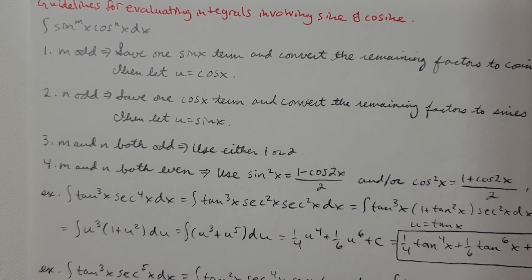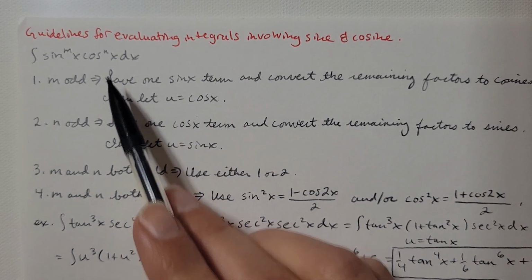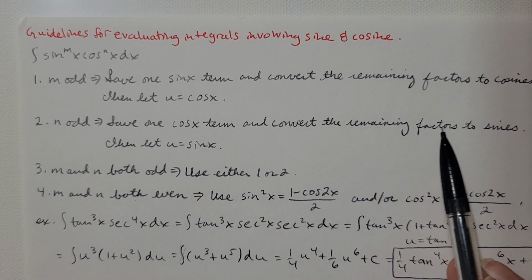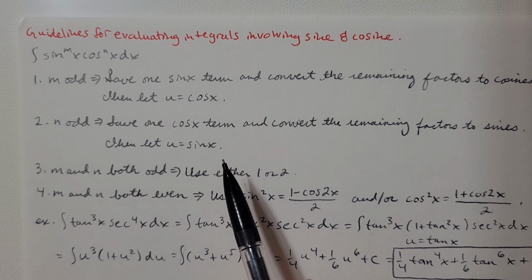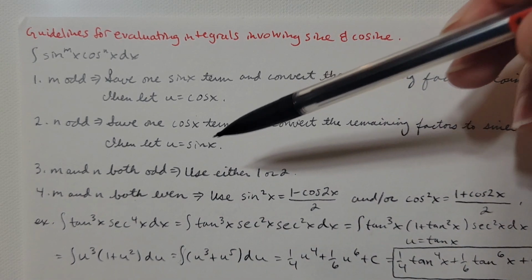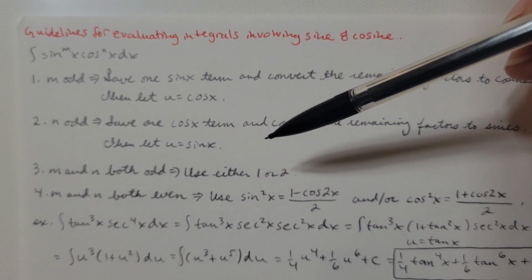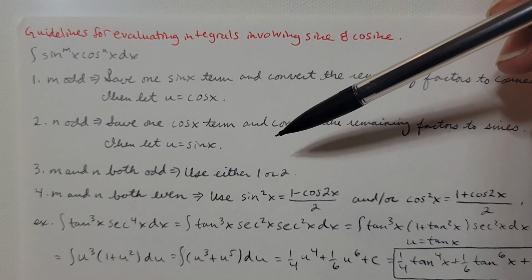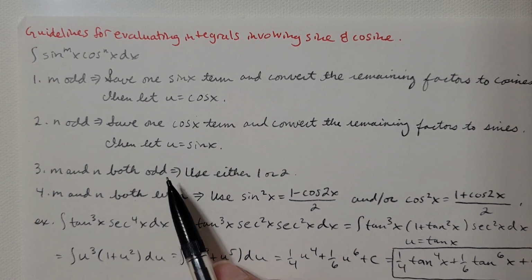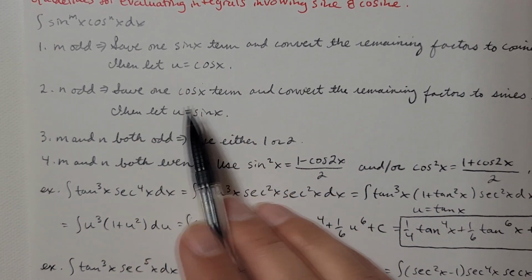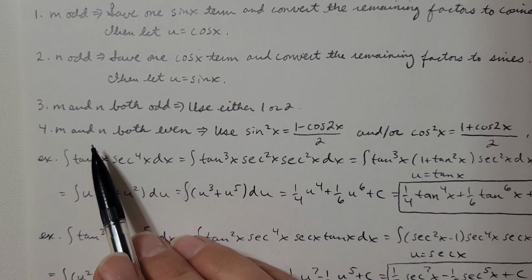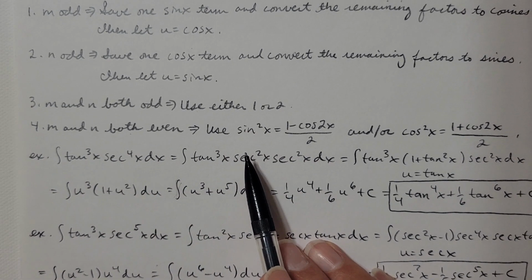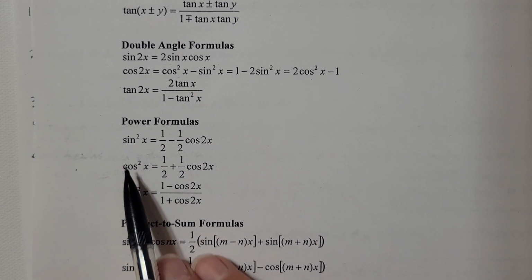You're going to let u be cosine of x. If n is odd, you're going to save one cosine x term and convert the rest of the factors to sine x. That way, when you make a u substitution, let u be sine x, then you're going to have a du be cosine of x. Okay. If m and n are both odd, you can use either 1 or 2. It's not going to matter which one. If m and n are both even, then you're going to use the power formulas. Okay, these formulas right here.